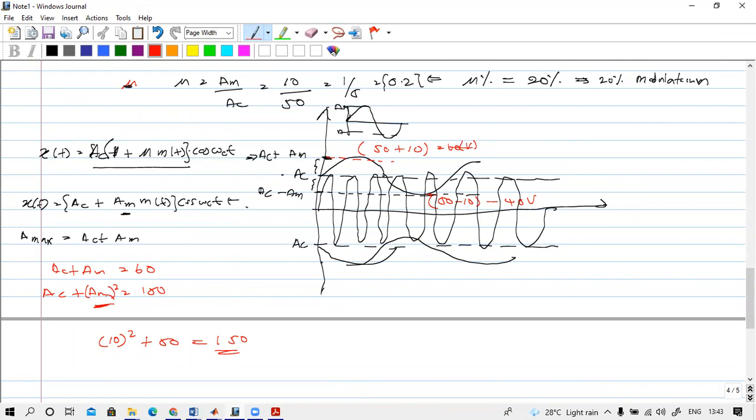The maximum amplitude is 60 and the minimum amplitude is 40. So I get the correct modulated form, no? Okay. So if this AM is equal to AC, what happened? This will touch the zero axis, like this, okay? This will touch the real axis like this.